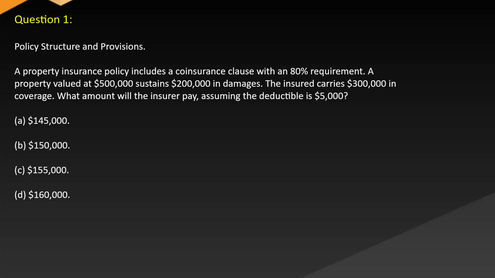Question 1. Policy structure and provisions. A property insurance policy includes a coinsurance clause with an 80% requirement. A property valued at $500,000 sustains $200,000 in damages. The insured carries $300,000 in coverage. What amount will the insurer pay, assuming the deductible is $5,000?